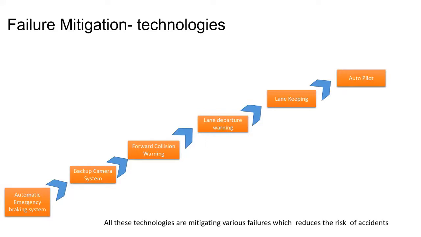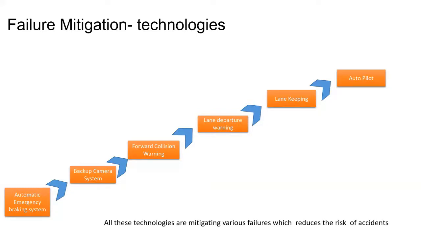So think about it this way. And lane keeping. Now we are going to the last two, where the driver is not actually doing it. The system, or the computer, or the vehicle is going to do it. Lane keeping means that even if the driver moves out of the lane, the vehicle will pull you back into the lane. That's what we call lane keeping. Even though the driver is not doing it, the vehicle will mitigate the failure, right?